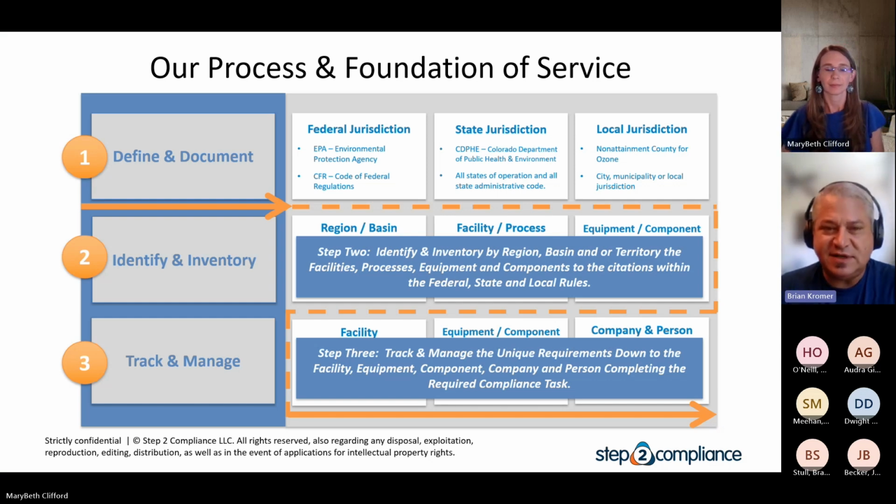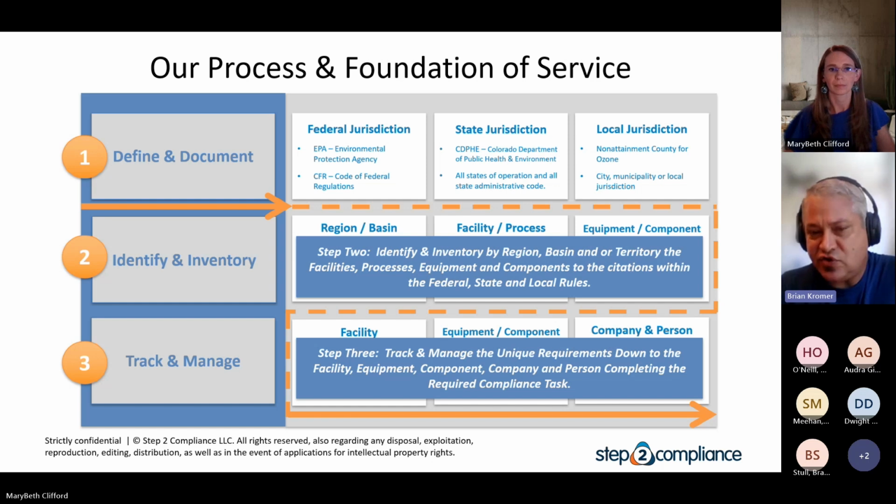So a little bit about Step to Compliance. We have a 3-step process for all the air quality services we offer and the analysis we do. It starts with defining and documenting things at a federal, state, and local level, identifying and inventorying those rules that could apply down to a region, base and facility, process, equipment, component level, and then tracking and managing those unique activities in perpetuity.